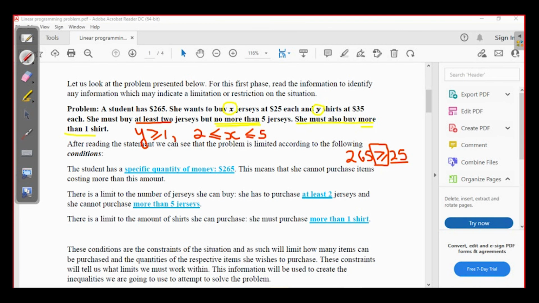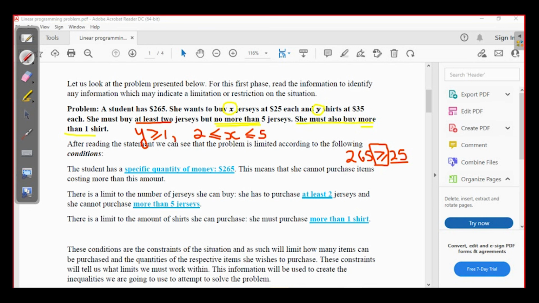Why is x more than or equal to 25? Nah. Why can't it be more than or equal to 25? Why has to be more than or equal to 1? But the 25 is the price for a jersey. So think about it. Anybody can answer that question for me.